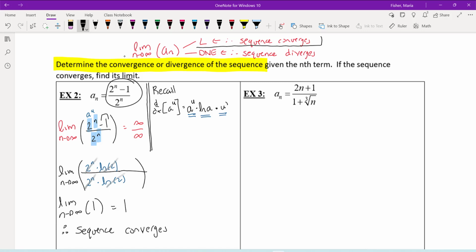Now, what this means, again, is that as you're listing the numbers for this particular sequence, you're getting closer and closer and closer to a number. The number you're approaching is 1. Let's look at example 3.